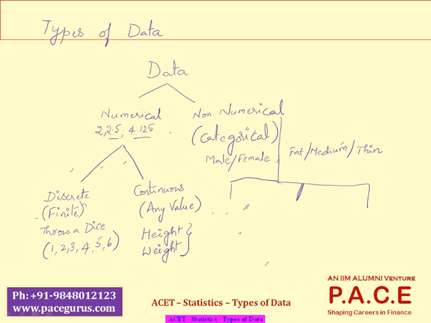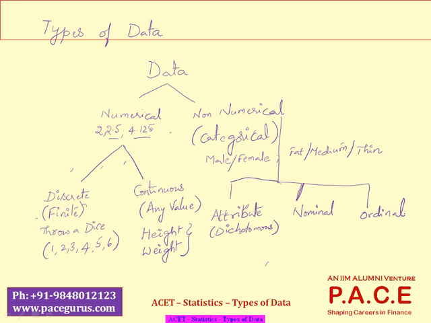One is the attribute based data, or sometimes called dichotomous data. Then we have nominal data, and then ordinal data. So these are the three types of data in categorical data.